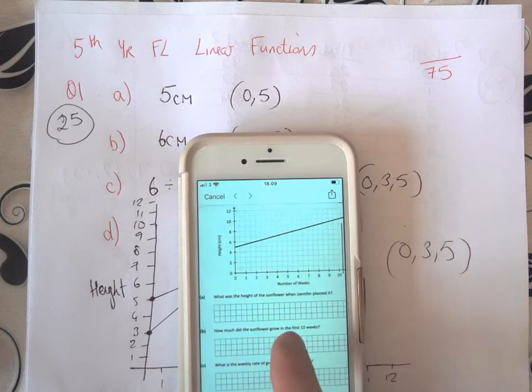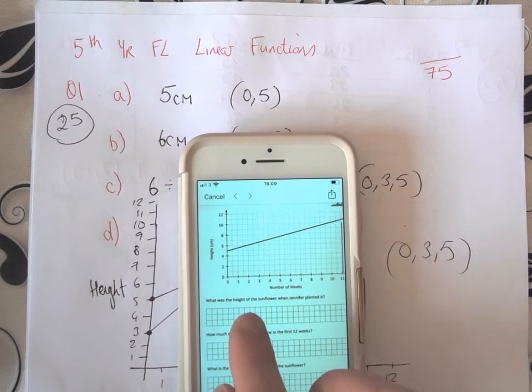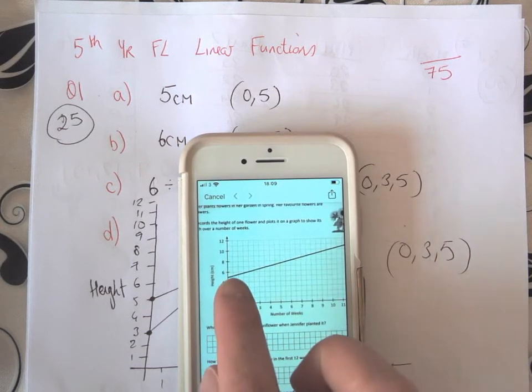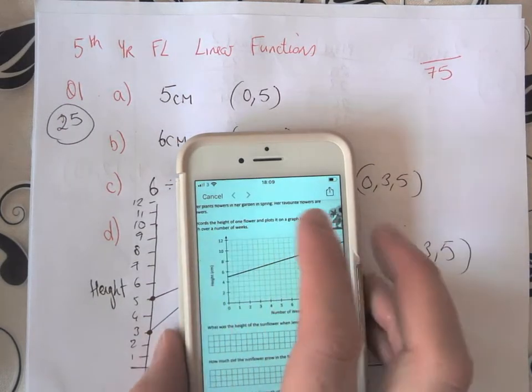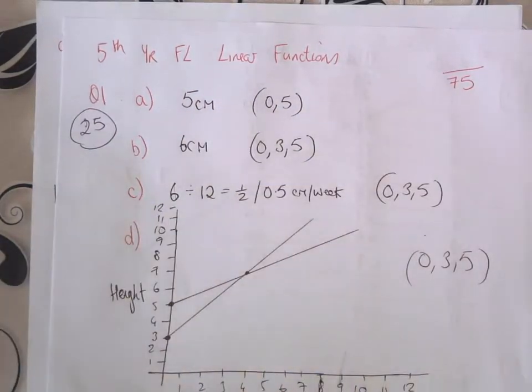The first question says, what was the height of the flower when Jennifer planted it? So at 0, the height is 5. So 5 centimeters is your answer. Alright, that's all you're doing for part 1.